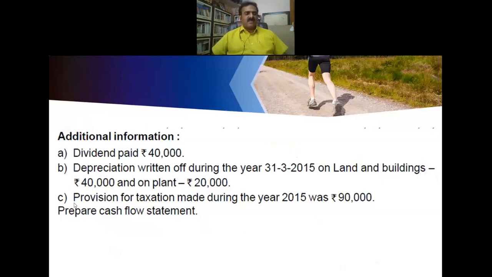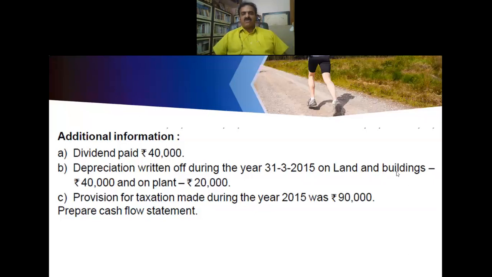And the third adjustment is provision for taxation, which was given as 90,000 rupees. We need to prepare a separate provision for taxation account and transfer this provision to the profit and loss account, and the balancing figure you may get as tax paid. So wherever there is a necessity, we need to prepare a separate ledger account. That is the first step. For dividend paid, we need not prepare one; it is to be adjusted directly. As for the second and third adjustments, we need to prepare ledger accounts.